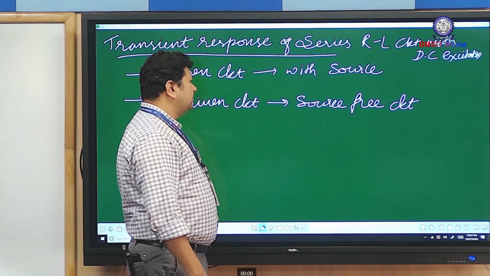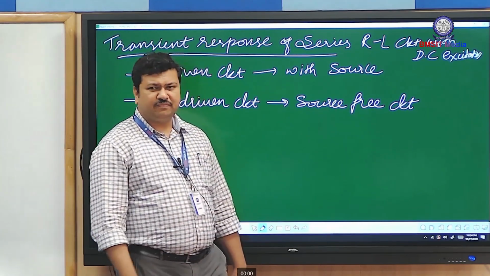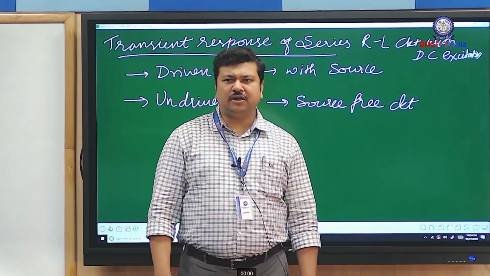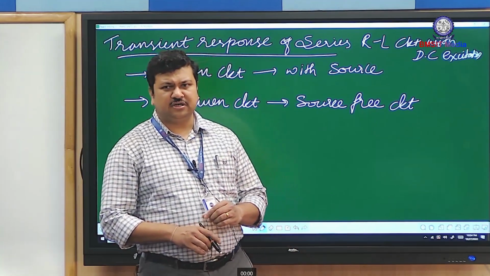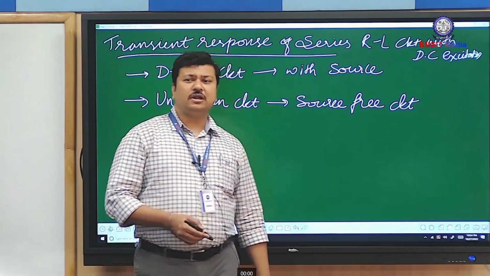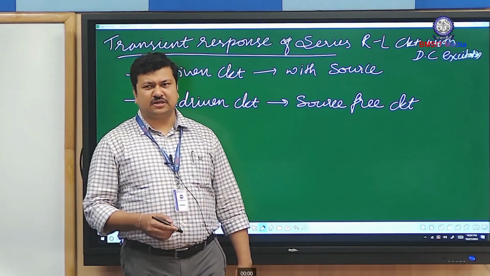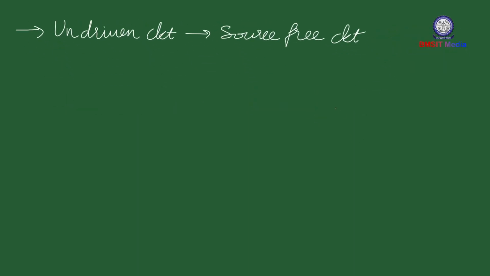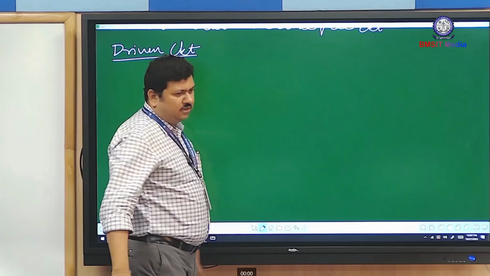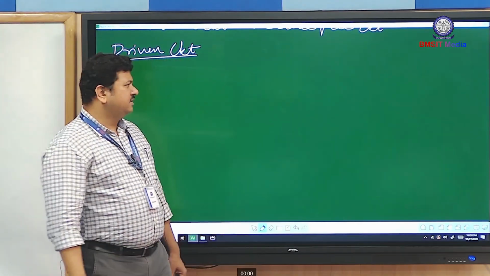We shall analyze both the circuits which are connected with series resistance and inductance, and we shall see how the current and voltages are behaving in the circuit. So first we will look into the transient analysis of a driven circuit. Let us consider first a driven circuit.